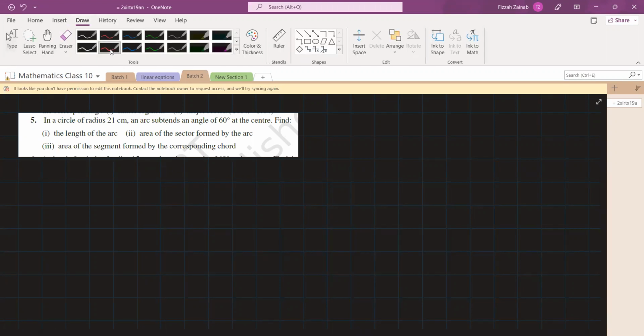Okay, so let us do question number 5. In a circle of radius 21 centimeter, an arc subtends an angle of 60 degree at the center. We didn't finish question 4. We didn't finish. Okay, so you want me to finish it? Yes, ma'am. Okay.